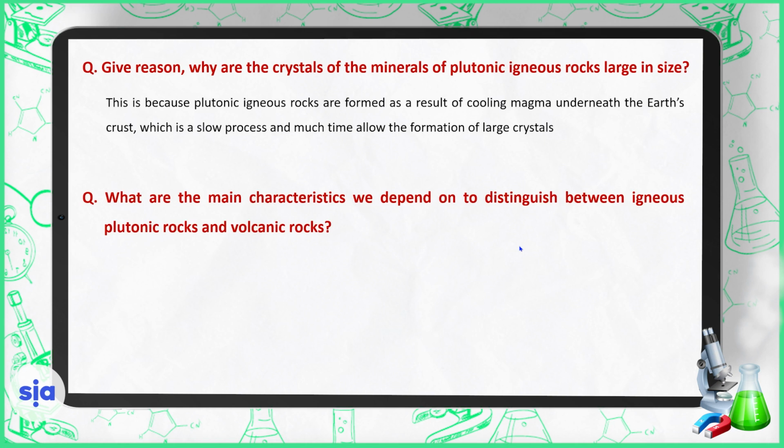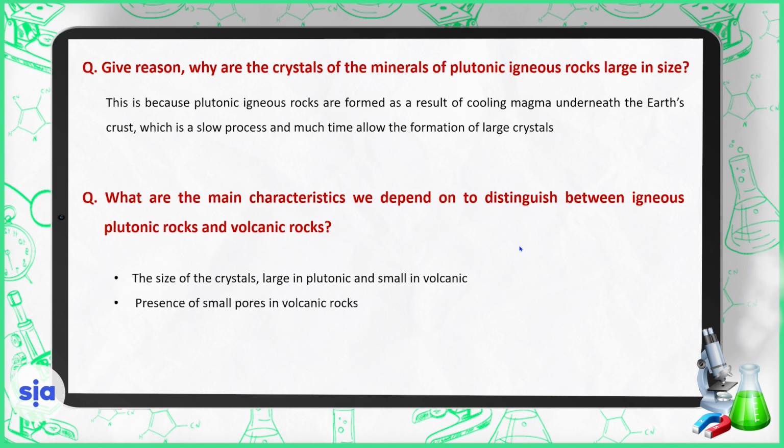What are the main characteristics we depend on to distinguish between igneous plutonic rocks and volcanic rocks? In fact, we depend upon the size of the crystals, which is large in plutonic and small in volcanic, and the presence of small pores in volcanic rocks.